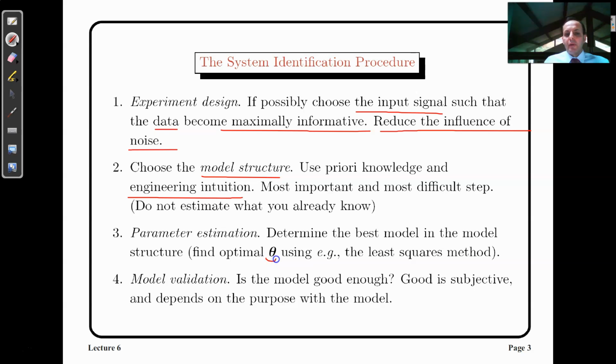So the simplest way is to find the unknown vector theta according, for example, to the least square method. Another important point is the model validation. Model validation means that you need to understand if your model is good enough according to the purpose of your model. Of course, good is something that depends only on you, is subjective, and again depends on the purpose of your model. So it's very important to have this aspect clear.